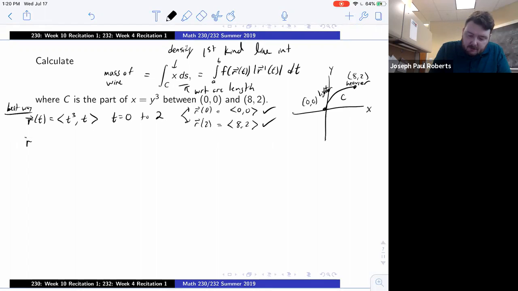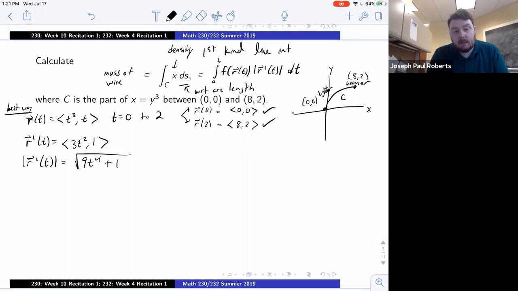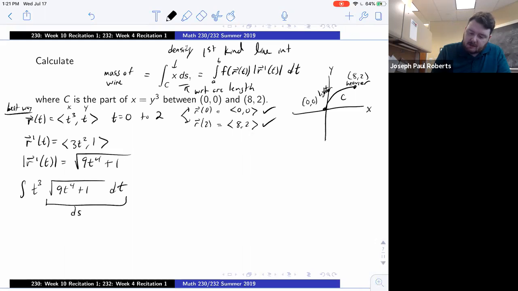So we have to get our hands on r prime of t, which is 3t squared comma 1. We have to get the length of r prime of t, which is the square root of 9t to the 4th plus 1. That's all we can do. We can't do anything else. Then x ds becomes, since the components of r are x and y, t cubed times the square root of 9t to the 4th plus 1 dt. Remember, ds is the length of r prime of t dt, and x, of course, is t cubed.